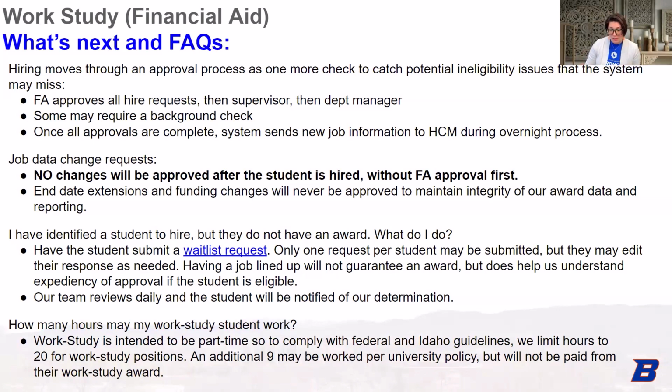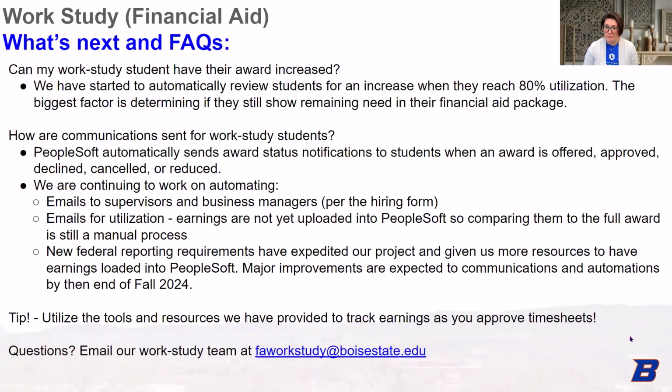We've already talked about the 20 hours per week. If you have a student working 29 hours per week, that's okay. 20 hours of them will be submitted on one timesheet for their work study position. 9 hours will be submitted on a second timesheet for a position that's paid by your department. We've talked about awards being increased, and then communications.